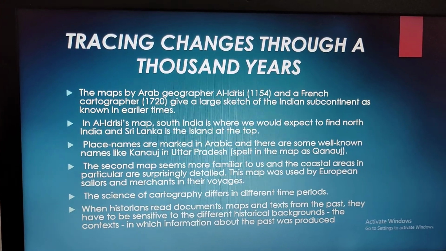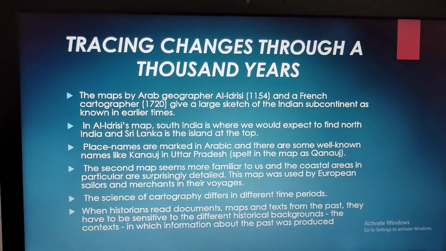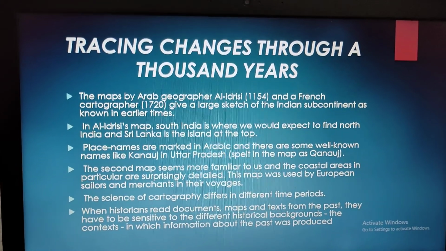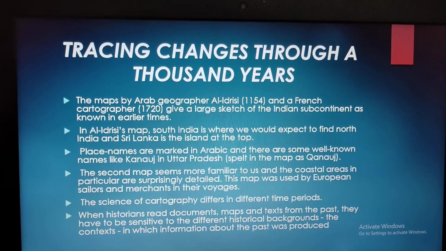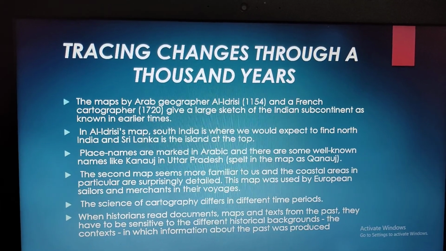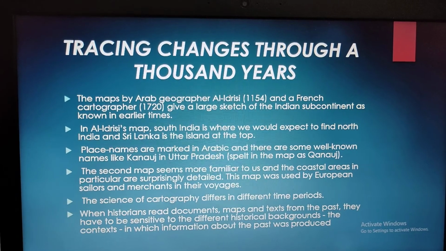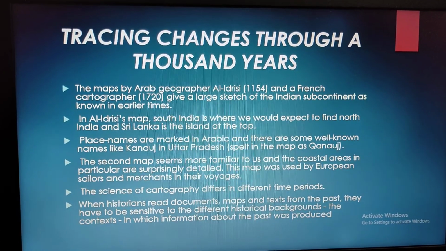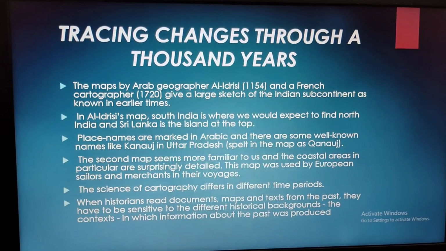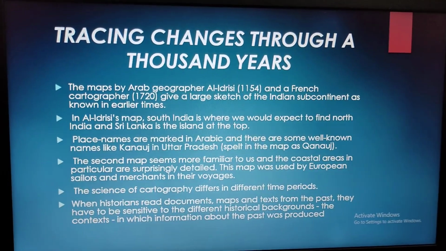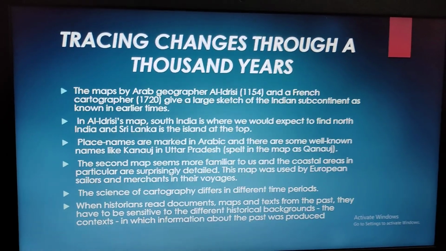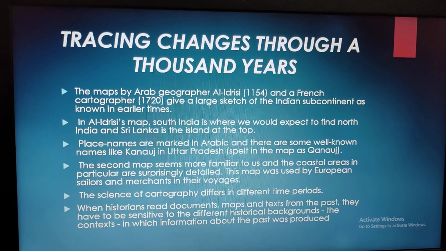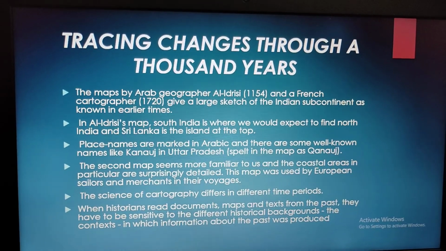In Al-Idrisi's map, South India is where we would expect to find North India, and Sri Lanka is the island at the top. Place names are marked in Arabic and there are some well-known names like Kannauj in Uttar Pradesh. The second map seems more familiar to us, and the coastal areas in particular are surprisingly detailed. This map was used by European sailors and merchants in their voyages.